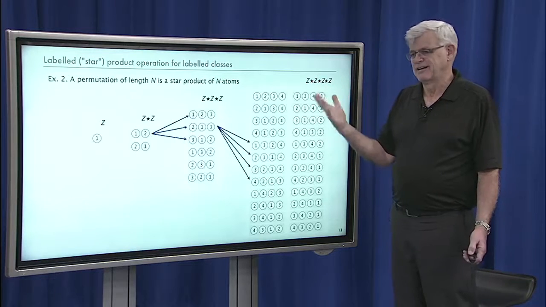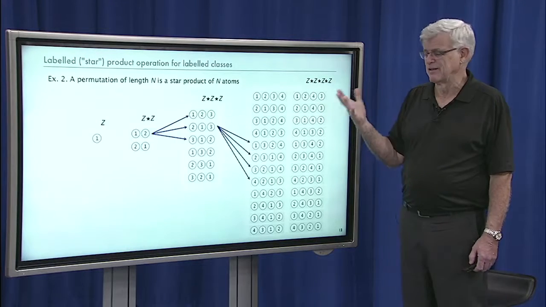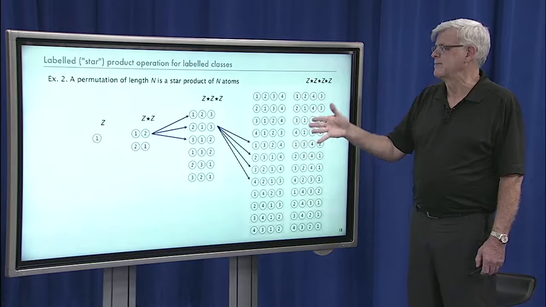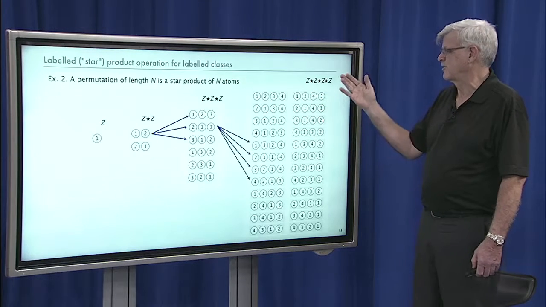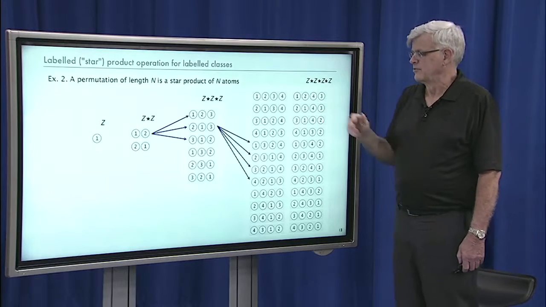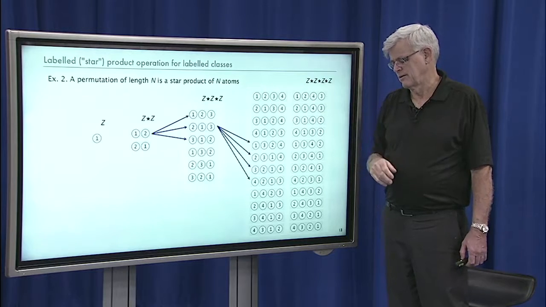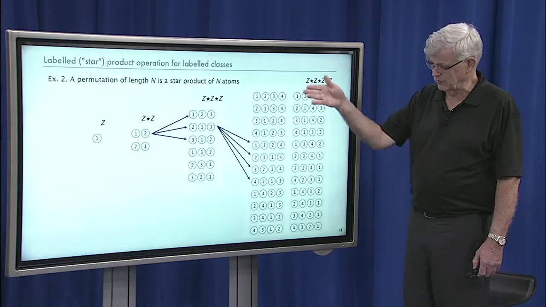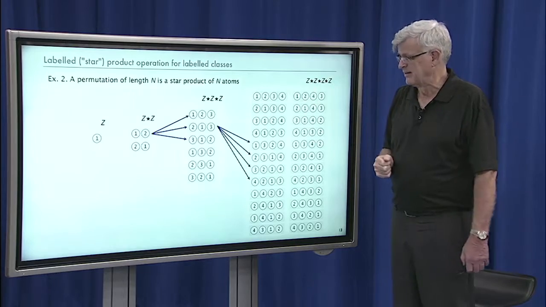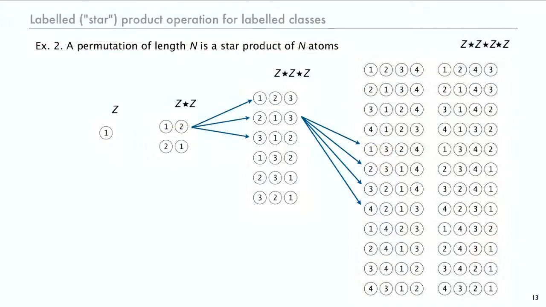For example, again, to use a familiar example, you can create permutations just by taking star products of atoms. So for the permutation of size 1, there's only one, it's just an atom labeled 1. If you take the star product of 2 atoms, all you can do is label the first one 1, in which case the second one has to be labeled 2, or we can label the first one 2, in which case the second one has to be labeled 1. That's Z star Z, that's the permutations of 2 elements.